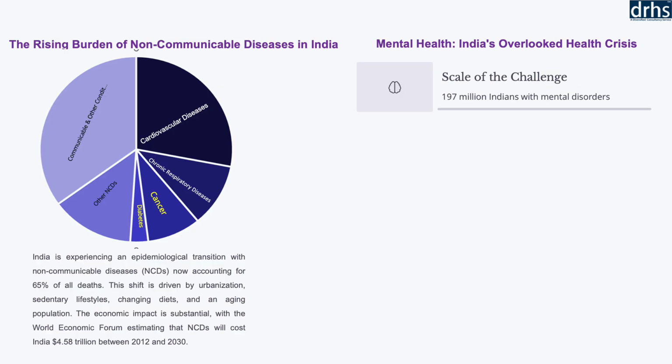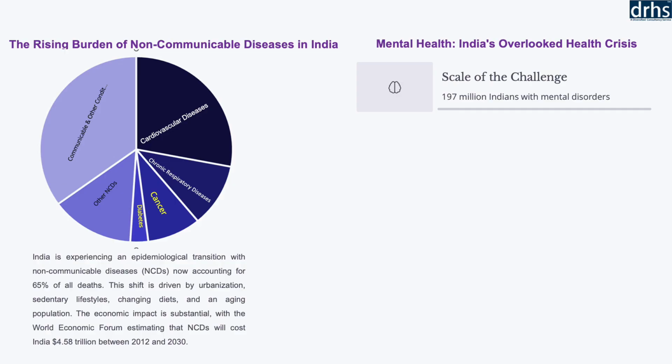This gap is fueled by an acute shortage of mental health professionals, with only 0.3 psychiatrists per 100,000 people, far below the global average, and a paltry allocation of less than 2% of the national health budget to mental health. The landmark Mental Healthcare Act of 2017 was a revolutionary step, legally recognizing the right to mental health care and decriminalizing suicide. The major scale of challenges is 197 million Indians with mental disorders.